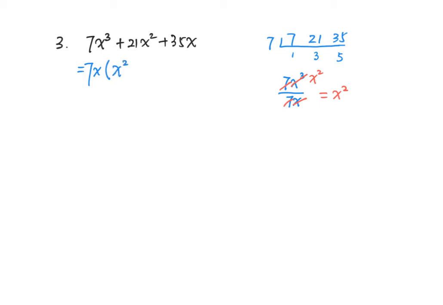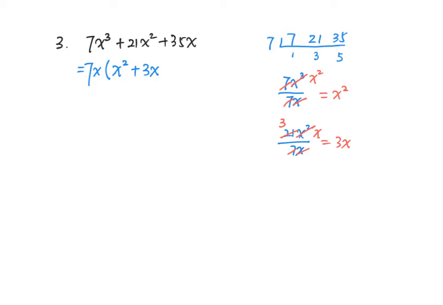And for the second term, positive 21x squared, if you take out 7x, you divide by 7x, what's left? 7 and 21 can be cancelled, 3 is left. x to the power 1 and x to the power 2 can be cancelled, x is left. So for the second term, positive 3x is left.